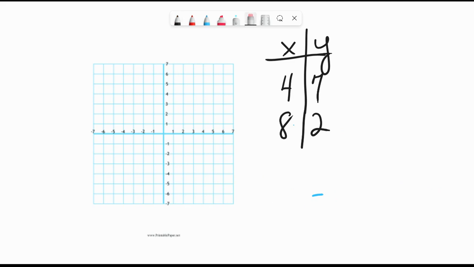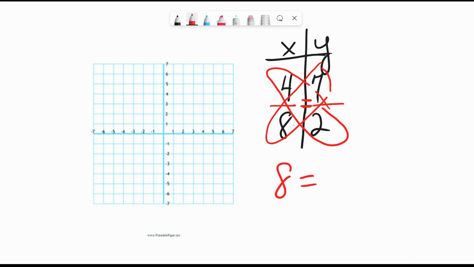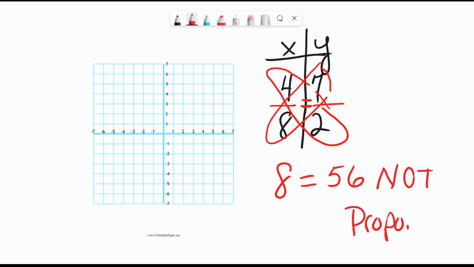Let's just say that. So if I have this, I'm going to make a proportion again. I'm going to make these into fractions, set them equal to each other, and I'm going to multiply. Now I'll multiply the 4 times 2 and get 8, and then I'm going to multiply the 8 times 7 and get 56. Since they're not equal, I would say it's not proportional. Okay, that's the easiest way to do that.